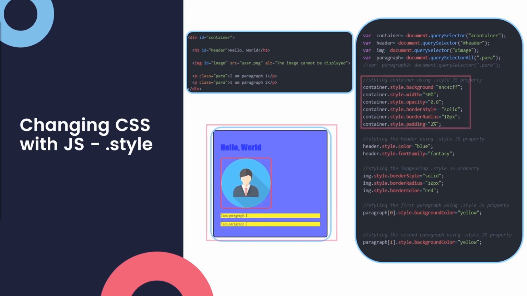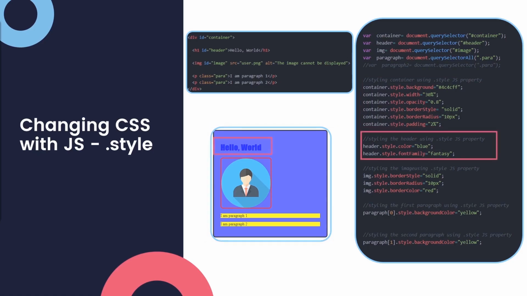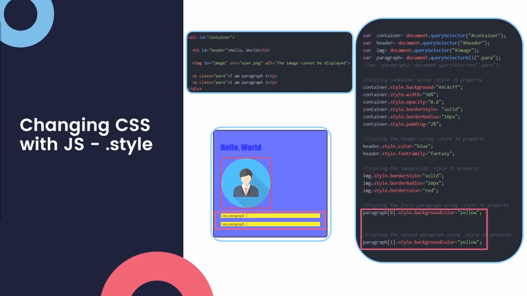But let's work through it together. In this block of code, essentially what we're doing is calling the .style property, and then we're calling .background, and likewise the width, the opacity, the border style. All of these properties are an extension of the .style property on the container, and then we set the values. Next, we target the header, where we set the color to blue and we set the font family to fantasy. Likewise, with the image, we set several parameters as well. And then lastly, we style the two paragraph tags by calling the background color. Now, the issue with this is you would actually have to go and write out each line of code to manipulate the various parameters.